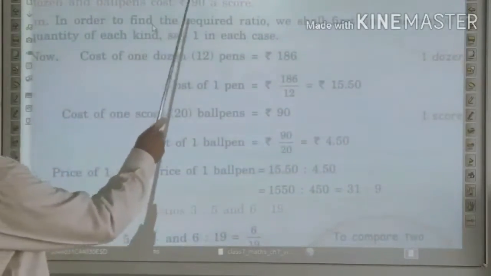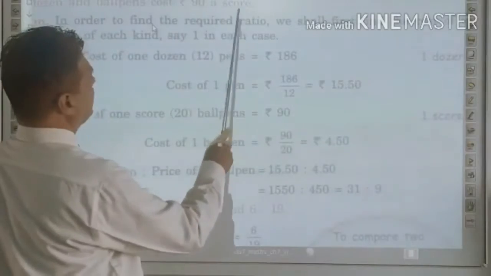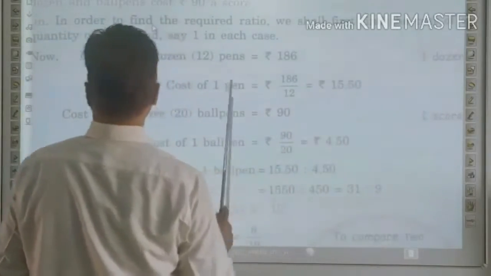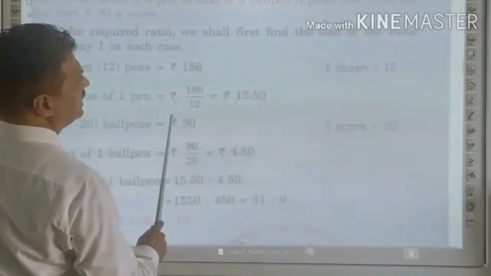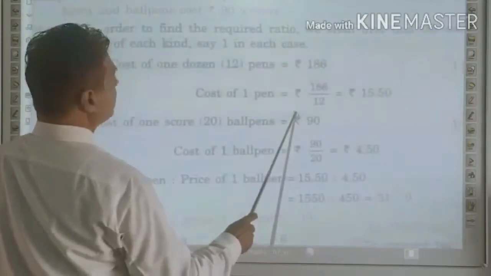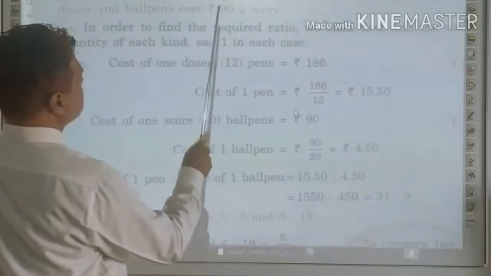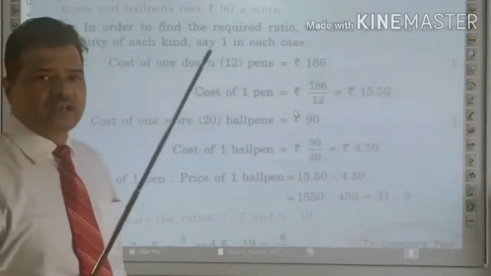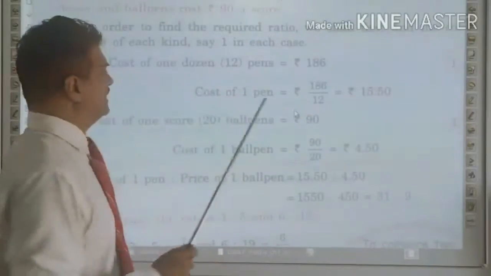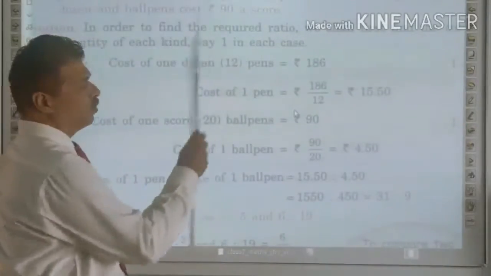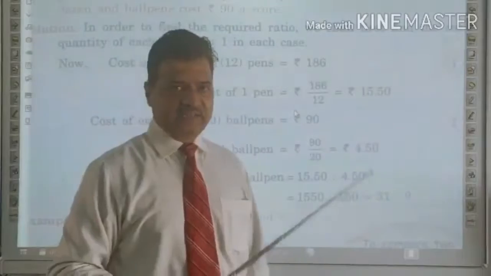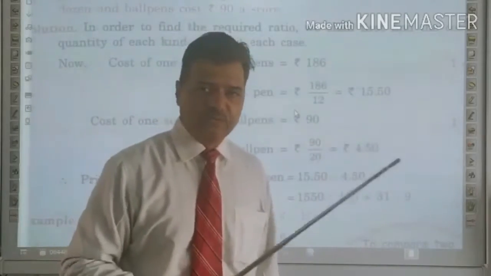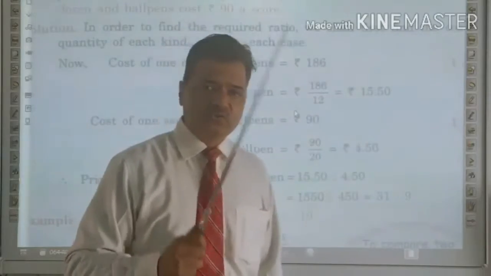Find the ratio of the price of a pen and a ball pen, if pens cost 186 per dozen and ball pens cost 90 a score. Dozen means 12 pieces and score means 20 pieces. It is the most important thing to remember that a dozen means 12 pieces and a score means 20 pieces.